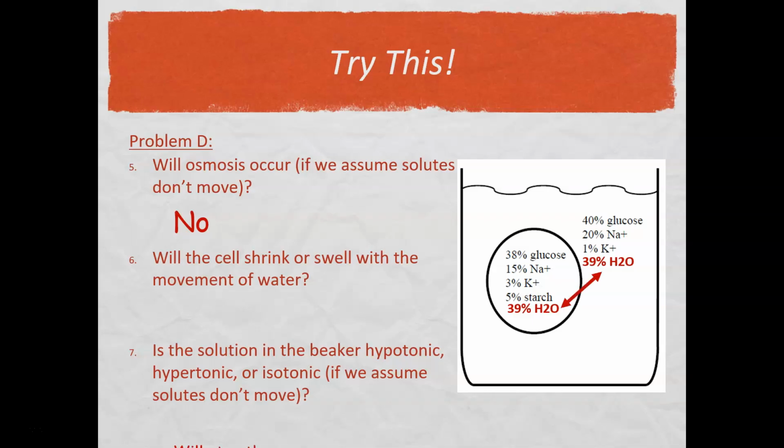That being said, although your cell will stay the same shape, the water movement going in and going out is still happening. It's just happening at the same rate, and so it's balancing itself out. So what am I dealing with in this case in terms of a solution or an environment that cell is in? It's another isotonic situation.